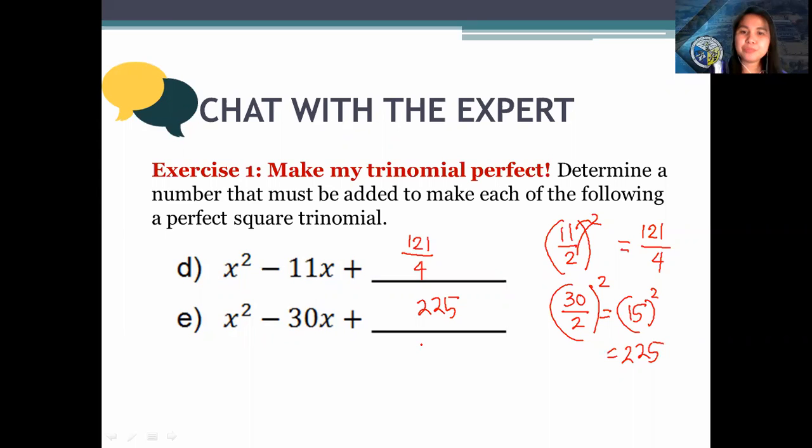Now, this is, again, how to make a trinomial perfect. What will we do? The second term, divide it by 2, and then you square it. And remember, the last term must always be positive.